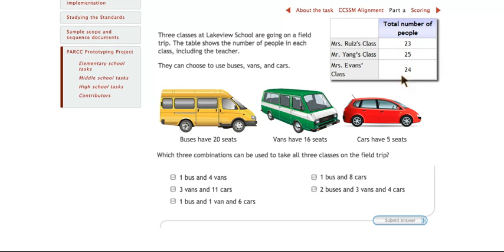I imagine the students will add up the numbers and realize there's 72 people that need to go on the field trip. But what's interesting about this question is it doesn't say if you need to fill up all the bus seats or all the van seats or all the car seats. So you could say 72 people will take 3 buses and then 12 will be left over. But that's not necessarily the case. So there are lots of things to think about here.